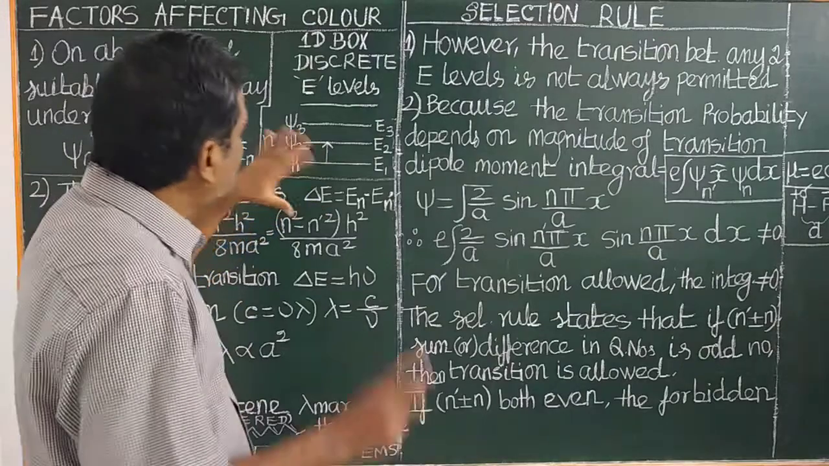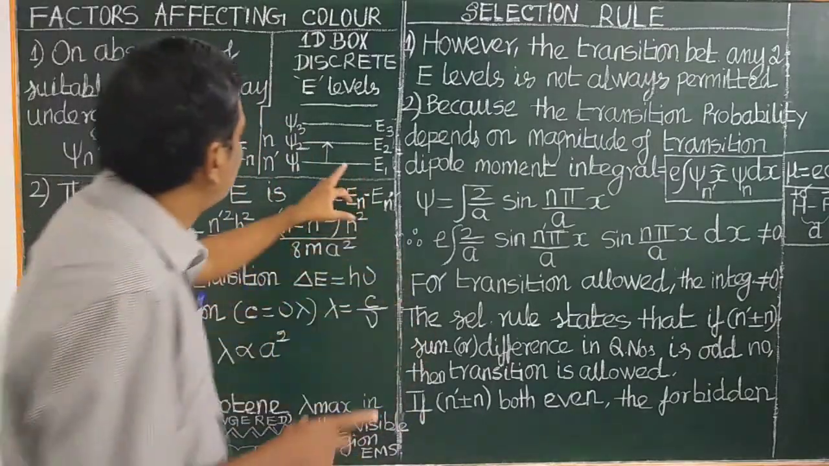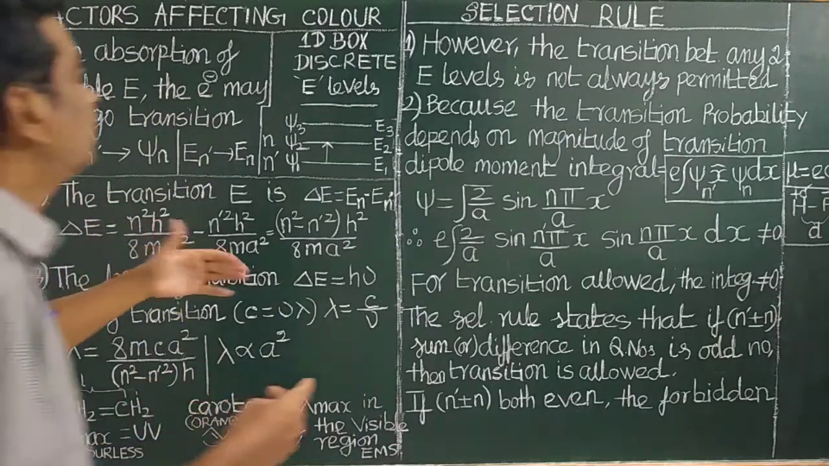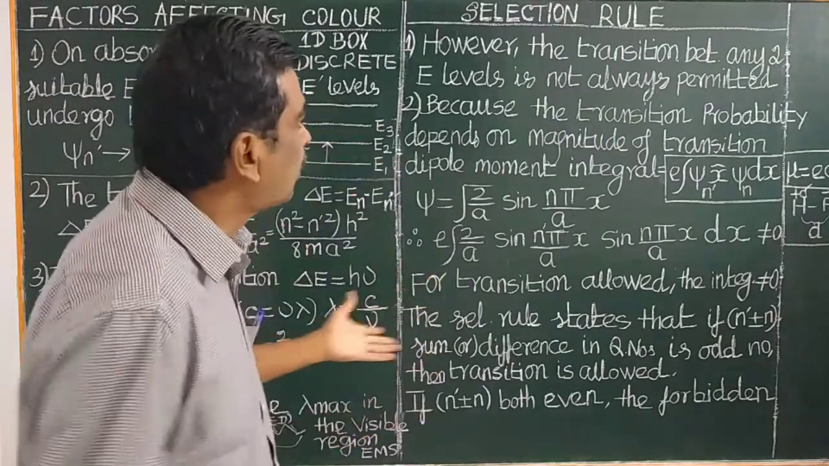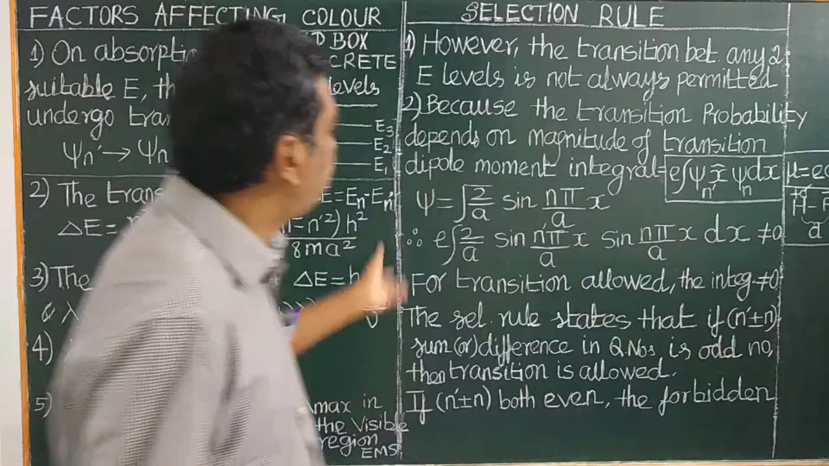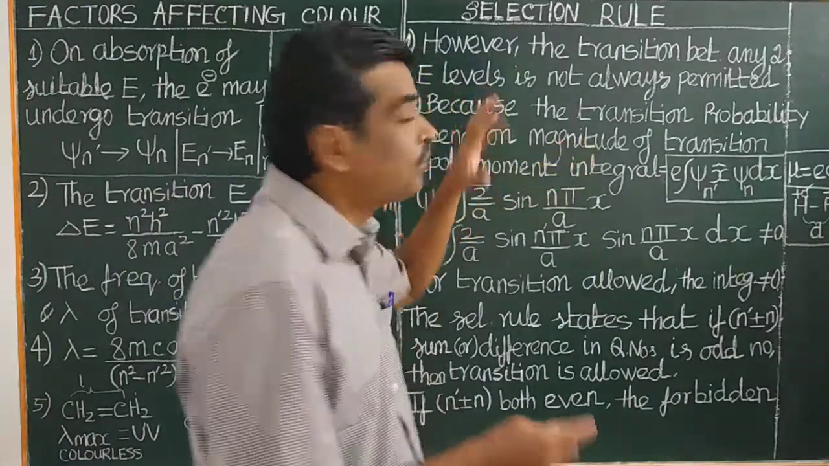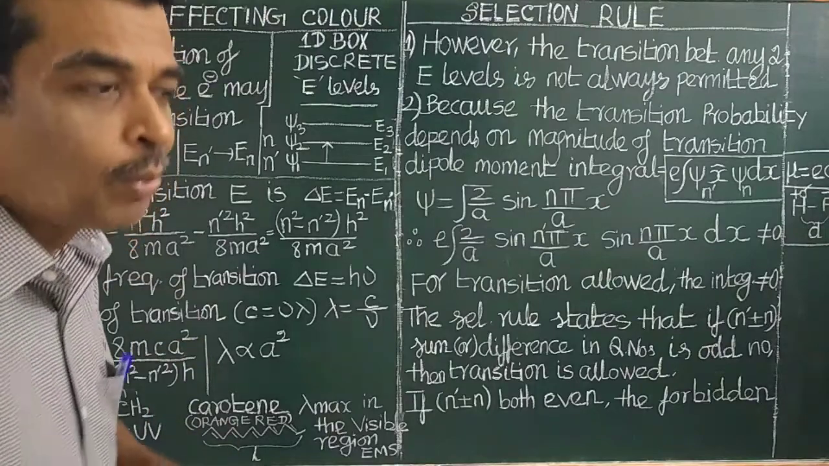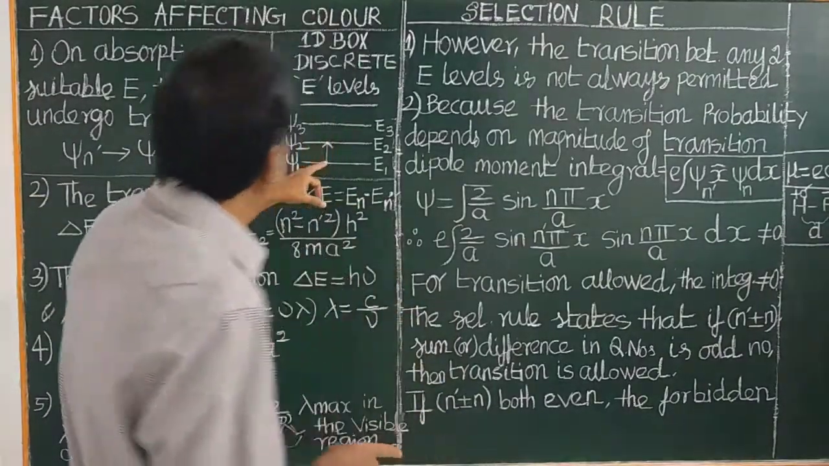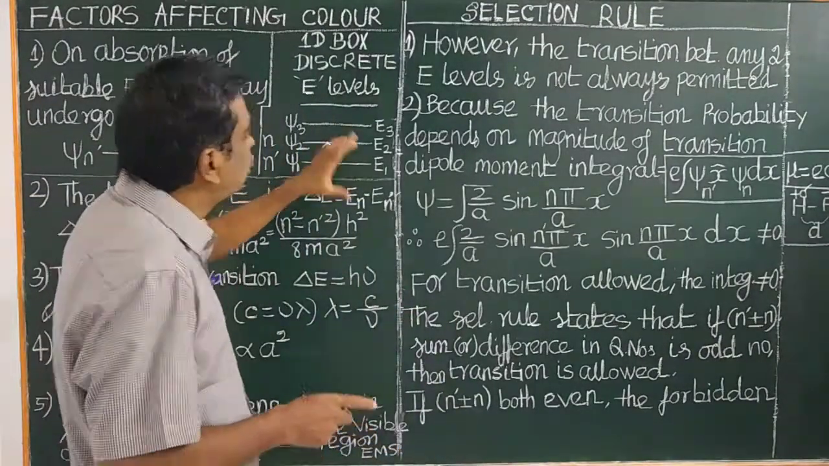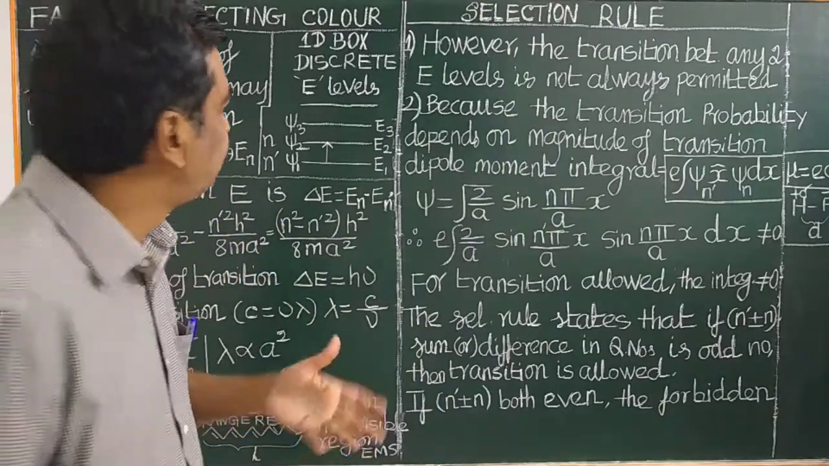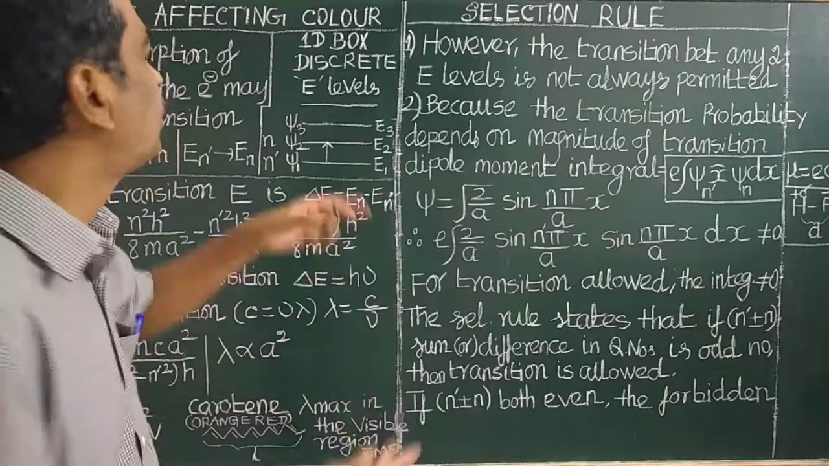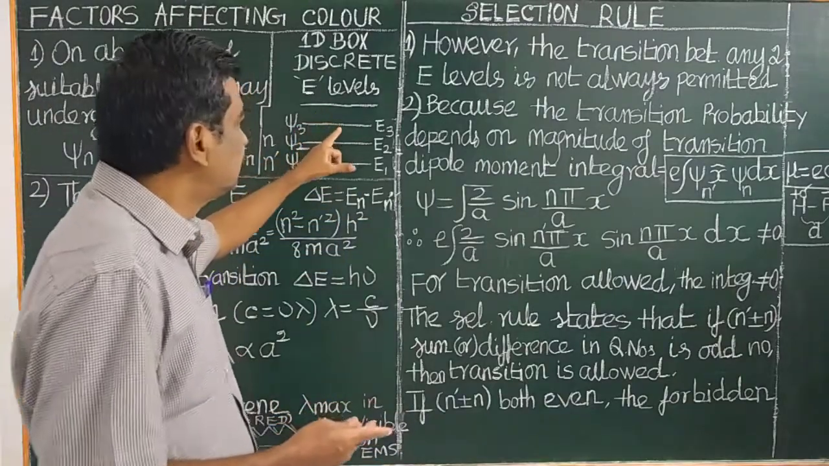So, not all the transitions are allowed. Not all the transitions between any two levels are always permitted because of transition probability. What is transition probability? For example, for 1 to 2 there is transition probability, whereas for 1 to 3 there is no transition probability. Therefore, the transition does not occur.